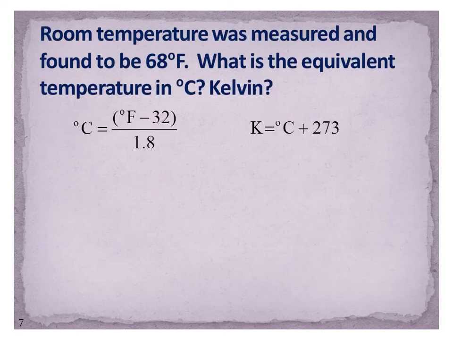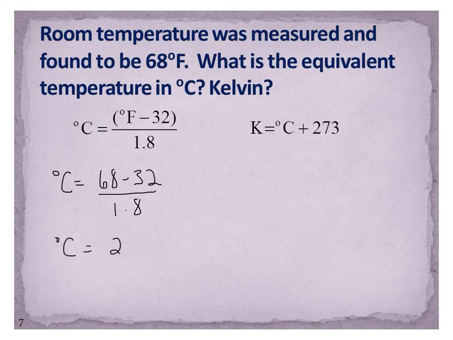Room temperature was measured and found to be 68 degrees Fahrenheit. What is the equivalent temperature in degrees Celsius and in Kelvin? So the first thing I'm going to look at is my formula relating degree Celsius and degree Fahrenheit. And I'm going to take my given value and plug that in. So I have degree Celsius equals 68 minus 32 divided by 1.8. And when I solve that, I end up with degree Celsius equals 20 degrees Celsius.